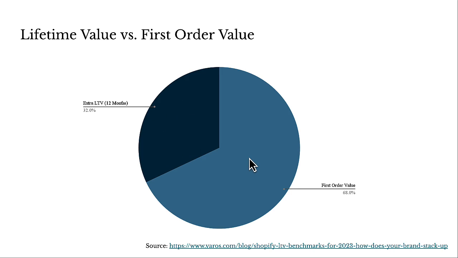This means that for the first year of a customer being in your business on Shopify, if you're a business like this, 68% of the value comes from that first order. Only 32%, or about a third, of the value comes from everything else those customers order for the first year.